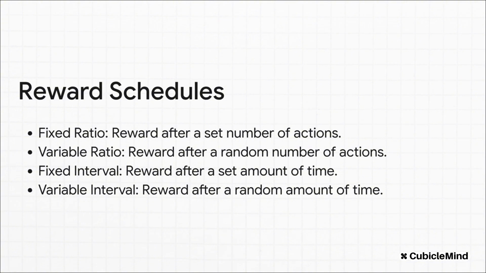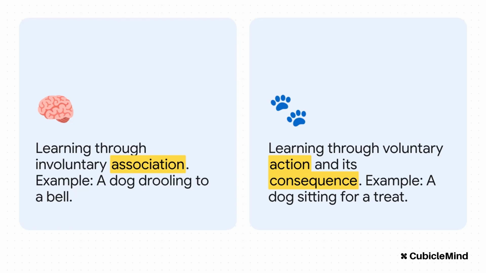That variable ratio schedule, getting a reward after a random number of tries, that is the engine that drives every slot machine in Vegas and every social media feed on your phone. Because you never know if the next pull of the lever or the next refresh is going to be the one. You just keep going. It's incredibly addictive. So let's just put these side by side real quick to make it super clear.